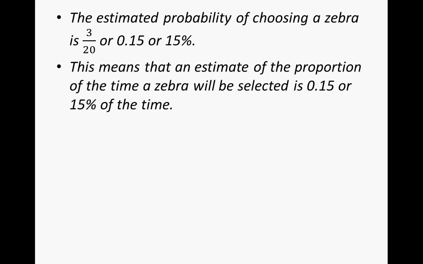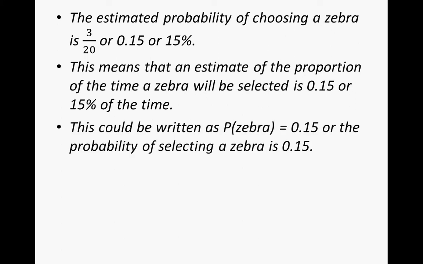This means that an estimate of the proportion of the time a zebra will be selected is 15/100ths, or 15% of the time. This could be written as the probability of picking a zebra is equal to 15/100ths, or the probability of selecting a zebra is 15/100ths.